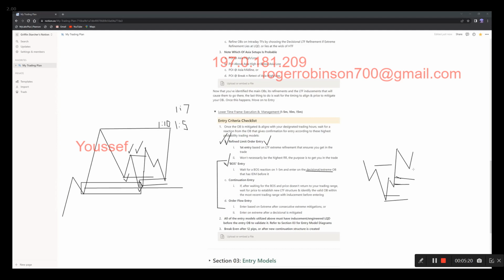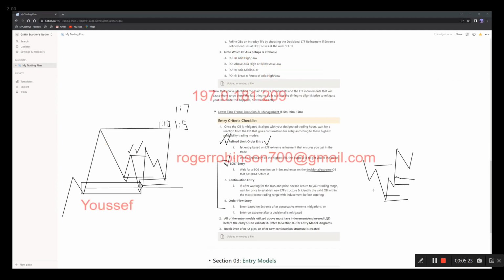Good. The decisional. Why is the decisional valid? Because it has inducement before it that's telling us it's going to go higher. Inducement tells us the valid order block. So we have here, awesome. Let's say that we just have this in this moment in time.